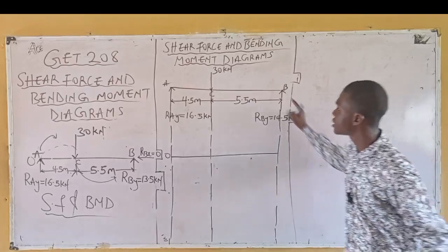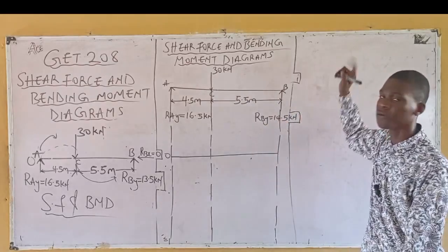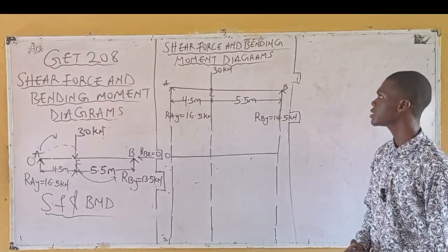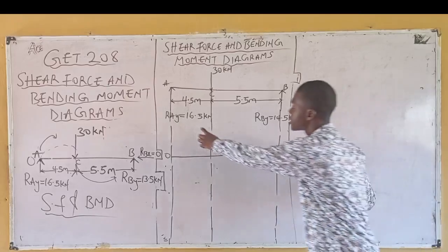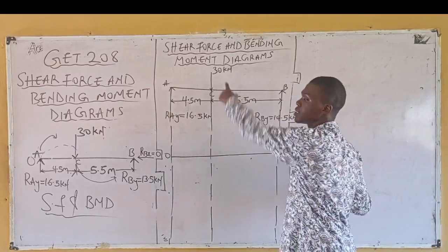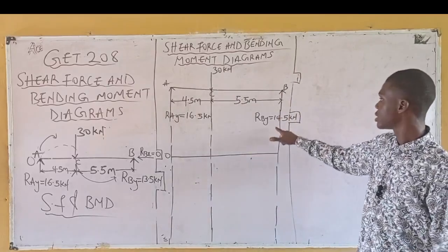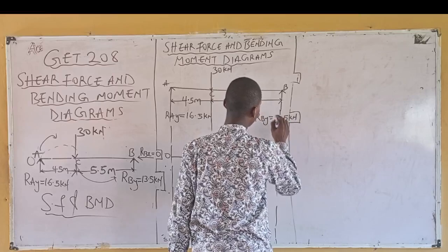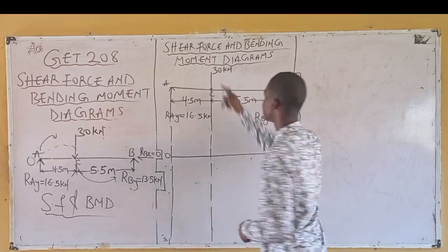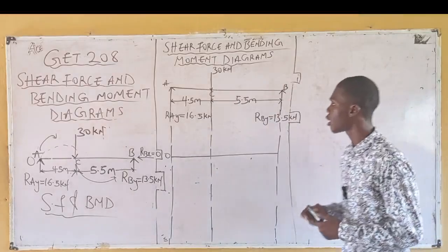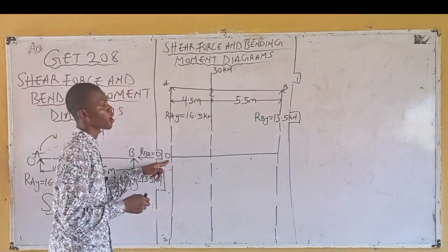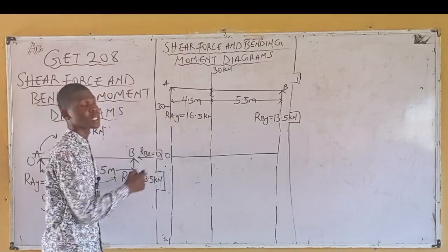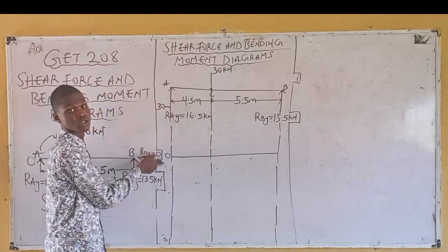Now, looking at this beam, what's the greatest value of forces? 30 kilonewton, right? Negative 30. This is 16.5, this is 14.5, and this is 30. Is it 13 or 14? 13.5. So this is the greatest value of forces, right? Now, if this is my origin, let's say I have 30 here. Meaning 16.5 will be between this 0 to 30, right?